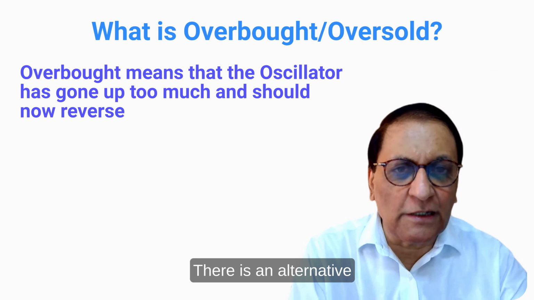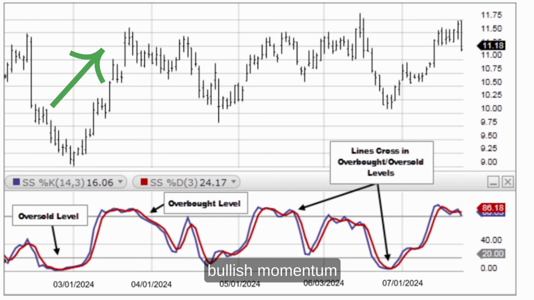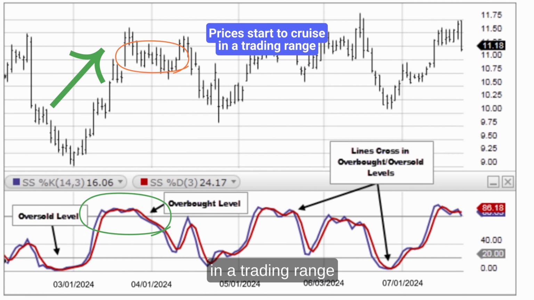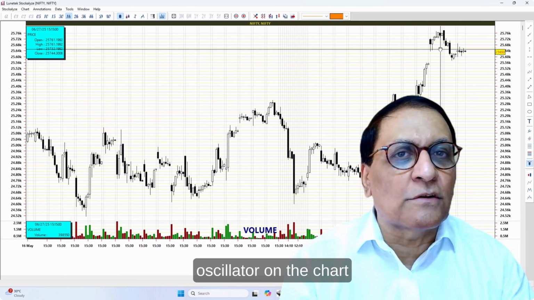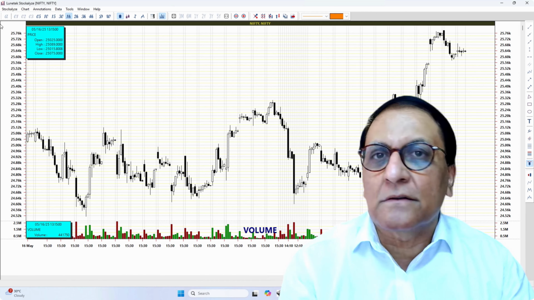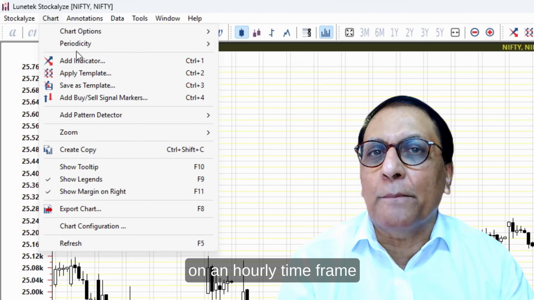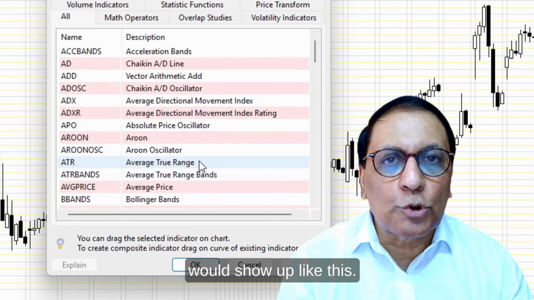There is an alternative scenario where strong bullish momentum has caused the oscillator to become overbought, but instead of reversing, the prices start cruising in a trading range, waiting for the next breakout as per Dow theory. All this while, the oscillator will remain overbought. A plot of the stochastic oscillator on the chart of Nifty futures on an hourly time frame would show up like this.